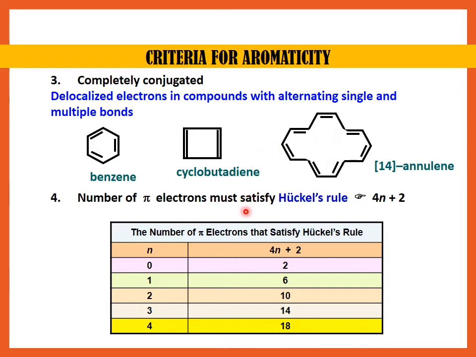And the last criterion of aromaticity is that the number of pi electrons must satisfy Huckel's rule, which has the formula 4n plus 2. How to apply this formula? I will teach you after this.